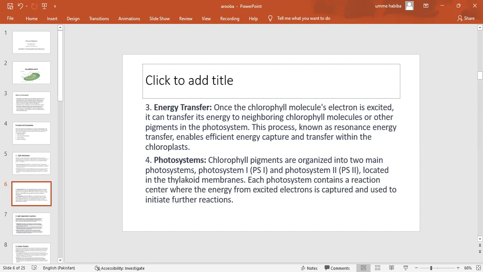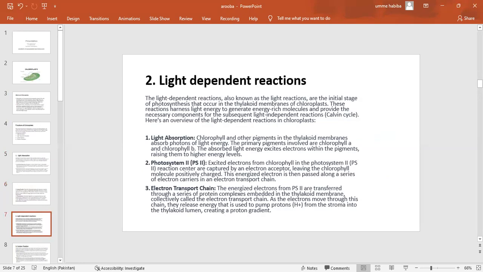Photosystems. Chlorophyll pigments are also categorized into two photosystems, photosystem 1 and photosystem 2. In the thylakoid membrane, each photosystem contains a reaction center where the excited electrons are captured and used to initiate further reactions. What are light-dependent reactions?